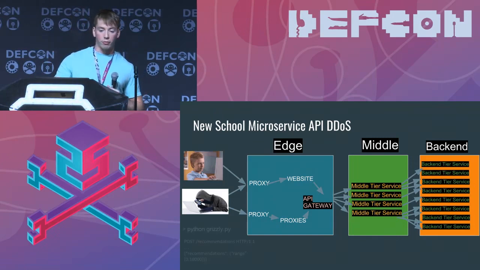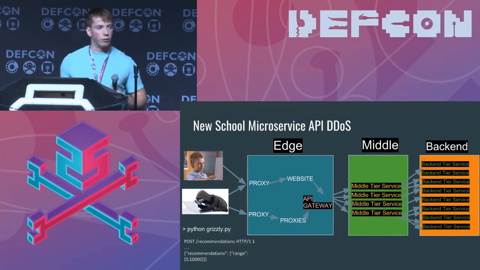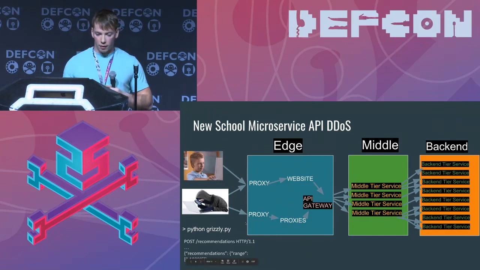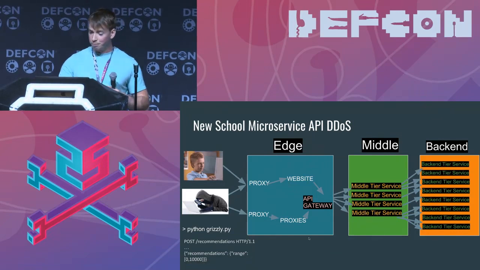So we fire up our script. It's a Python script. Let's assume it's 200 threads or something. We're posting to recommendations. And then there is a JSON blob that says range, you can't see it, but it says range 0 to 10,000, okay?